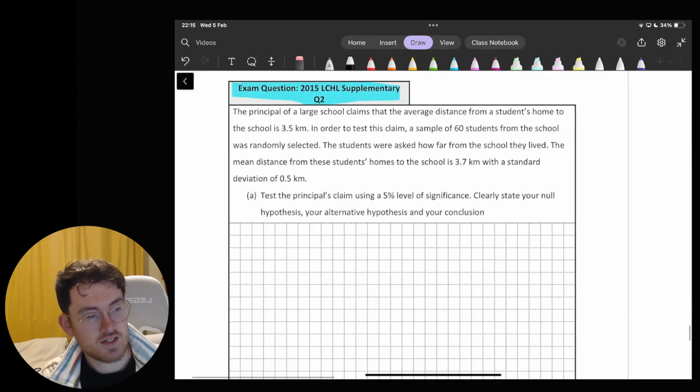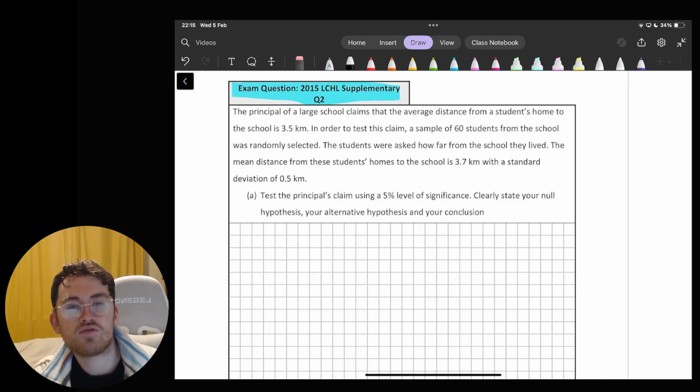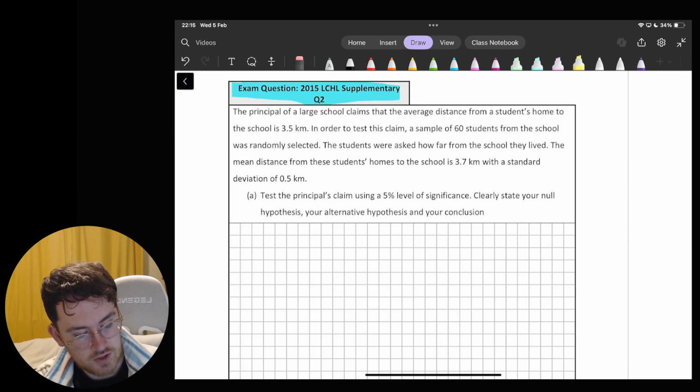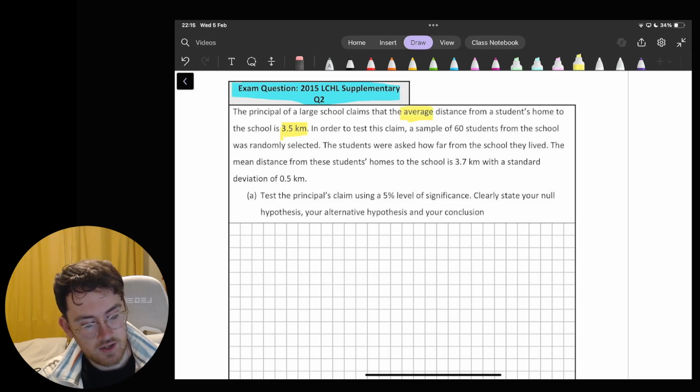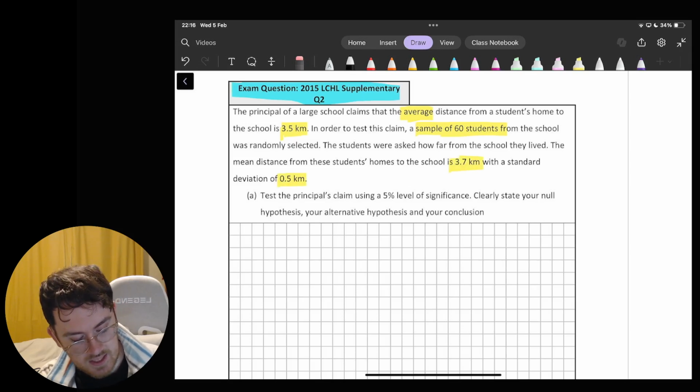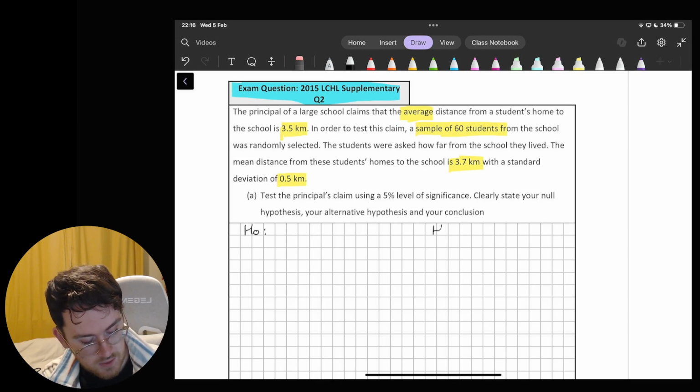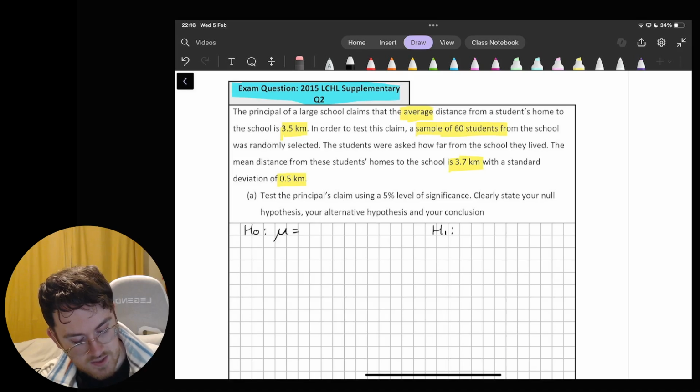So 2015 supplementary question. The principal of a large school claims the average distance from a student's home to school is 3.5 kilometers. I see it claimed straight away, so I'm going to go with that, and I'm also noting that it's average. In order to test this claim, a sample of 60 students, so that's my sample size, were asked how far they lived. The mean distance is 3.7 with a standard deviation of 0.5. Test the principal's claim. Well, let's just start by making our hypotheses. First of all, the null hypothesis is going to be the claim that the average distance is 3.5.